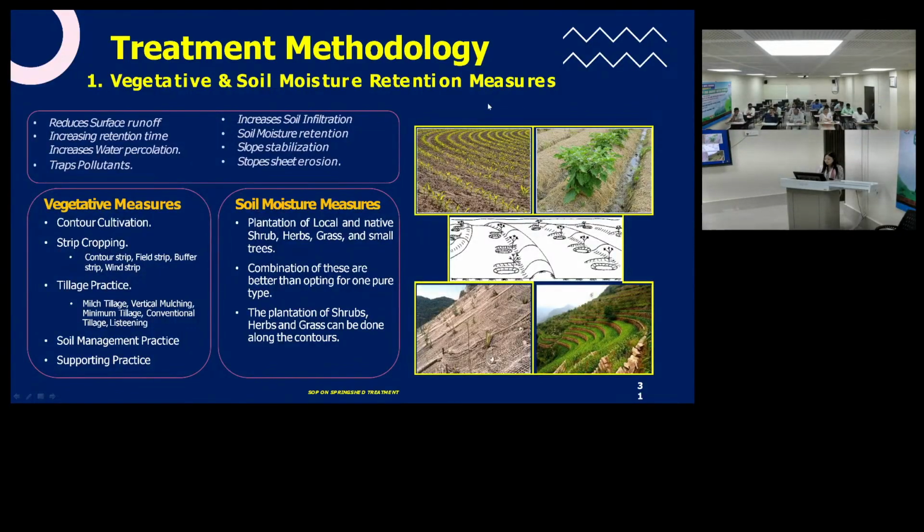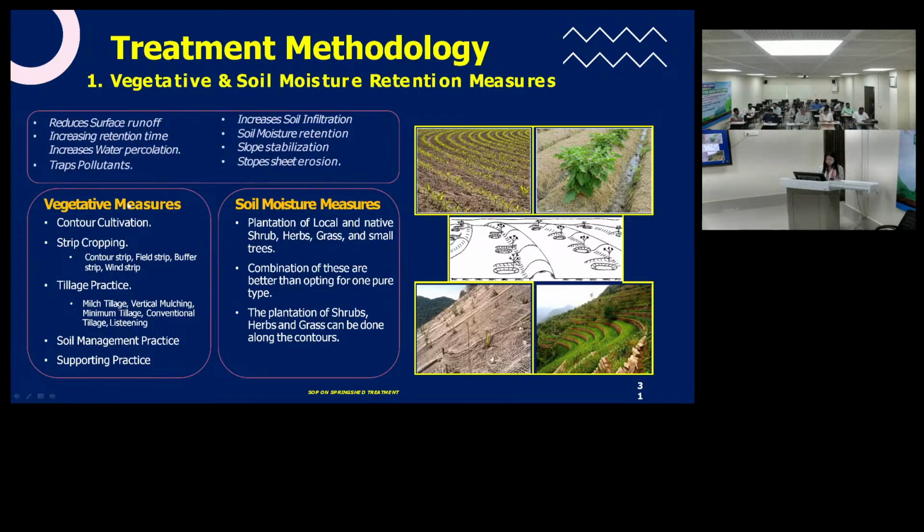Now these are some treatment methodologies. First is the vegetative and soil moisture retention measures. If you see in the picture, some vegetation can be planted to retain the soil. By doing this, we can reduce the surface runoff, we can increase the retention time, we can increase the water percolation and trap pollutants. We can also increase the soil infiltration, soil moisture retention, slope stabilization, and stop sheet erosion. So by vegetative and soil moisture retention measures, we can achieve these steps.